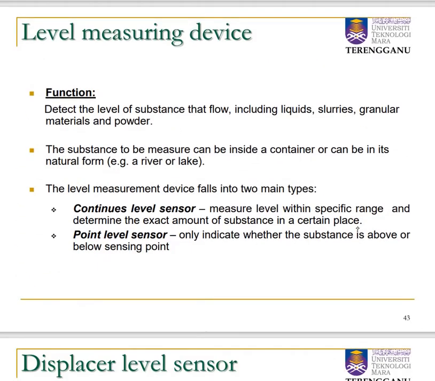So now we move to level measuring device. The function is to detect the level of substance that flows, including liquid, slurries, granular materials and powder. The substance to be measured can be inside a container or can be in its natural form, for example a river or lake. For the level measurement device, we have two types, which is continuous level sensor and also point level sensor. Continuous level sensors measure level within a specific range and determine the exact amount of substance in a certain place. The point level sensor only indicates whether the substance is above or below the sensing point. This one clear, right?